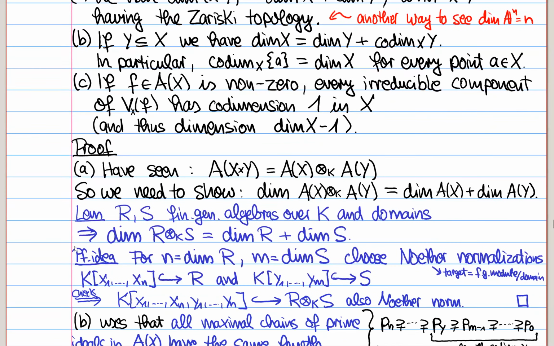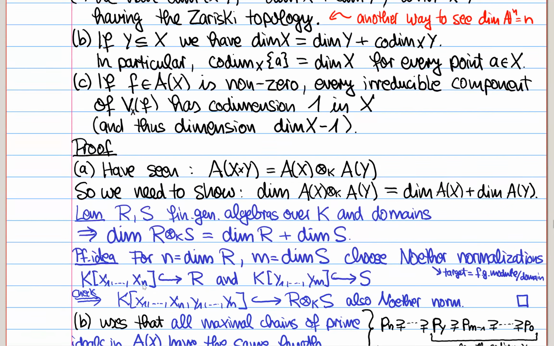So the lemma, I will not give the full proof of the lemma, but just an idea of what goes into it. If n is the dimension of R and m is the dimension of S, then you can apply the Noether normalization lemma, and you find an injection from the ring of polynomials in n variables into R, and the ring in m variables into S, such that R is a finitely generated module over this, and similarly for S. So somehow the Krull dimension can always be computed in terms of such a Noether normalization.